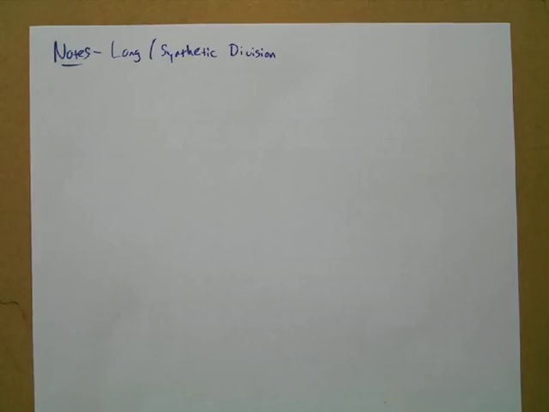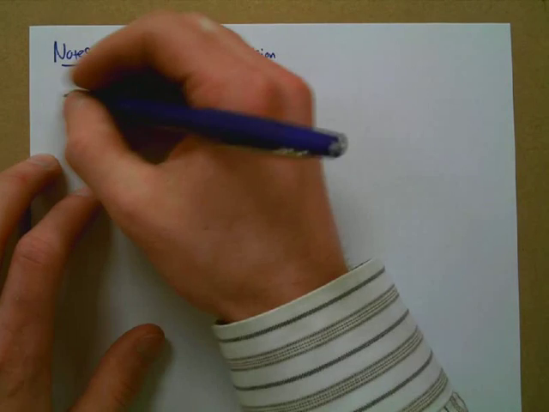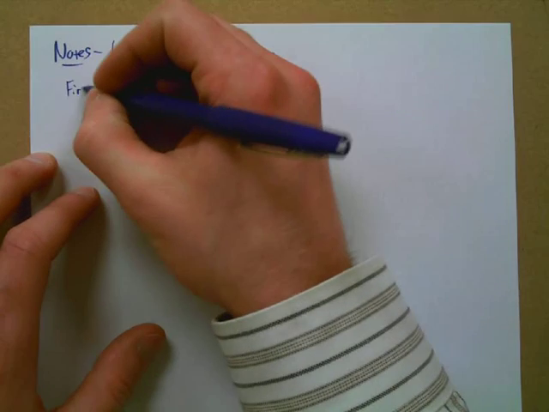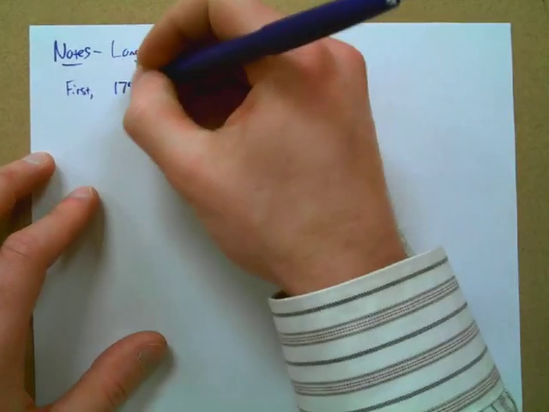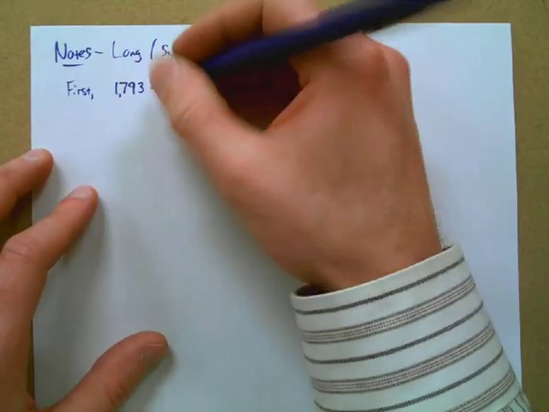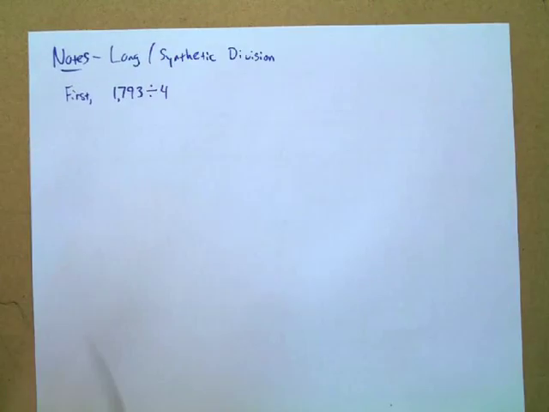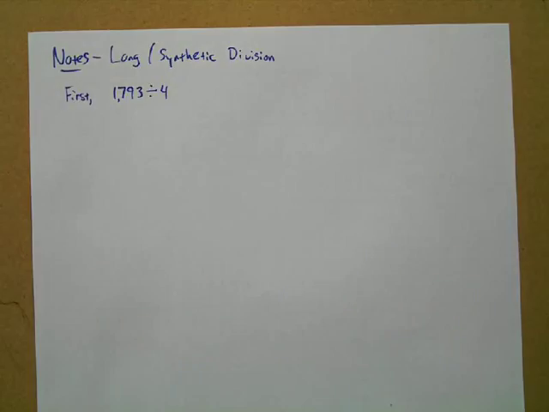Before we do that, though, let's refresh our memories about the division algorithm. We'll take the number 1,793 and divide that by 4. Sometimes this is what we might mean in non-calculator sections, where we have to divide numbers that don't necessarily divide evenly. So you have to know how to divide these things.